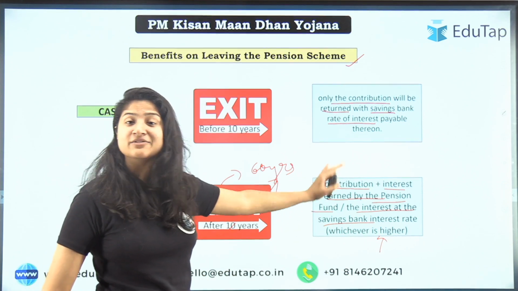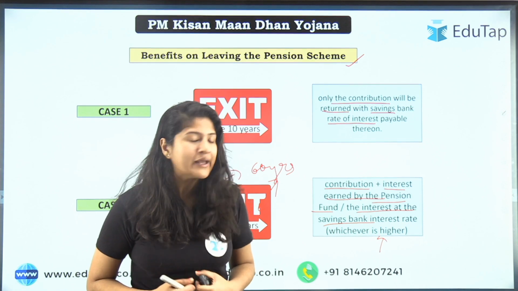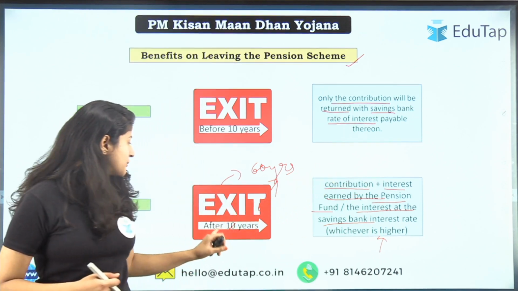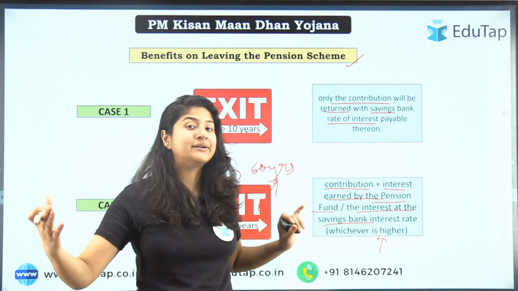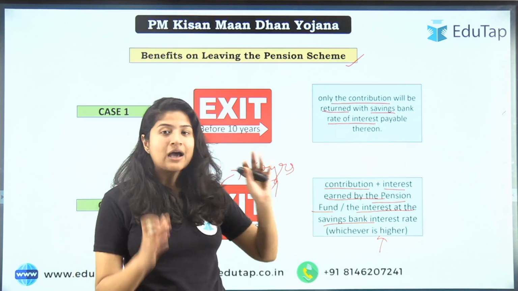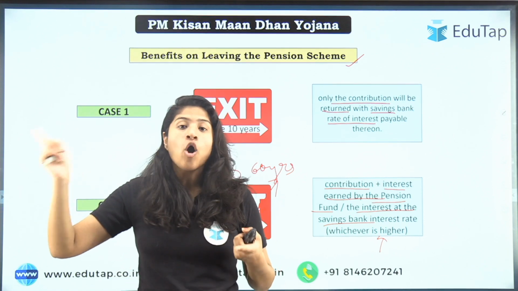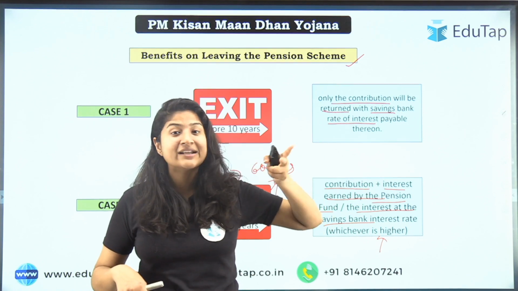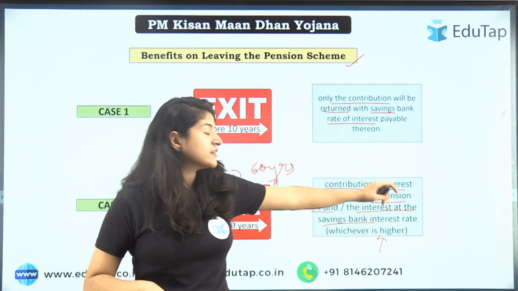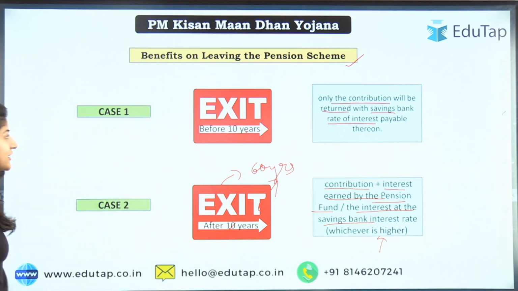It means what? Because we were talking about a pension scheme, of course you must have got something from the pension fund. So you will get your contribution. This is talking about after 10 years until 60 years, that is your retirement age. In that, what would happen? Along with the contribution, either the pension fund money or whatever interest you have got from the bank. So whichever is higher, you will get along with the contribution of your money. All right, so that was case 2, which is after 10 years.